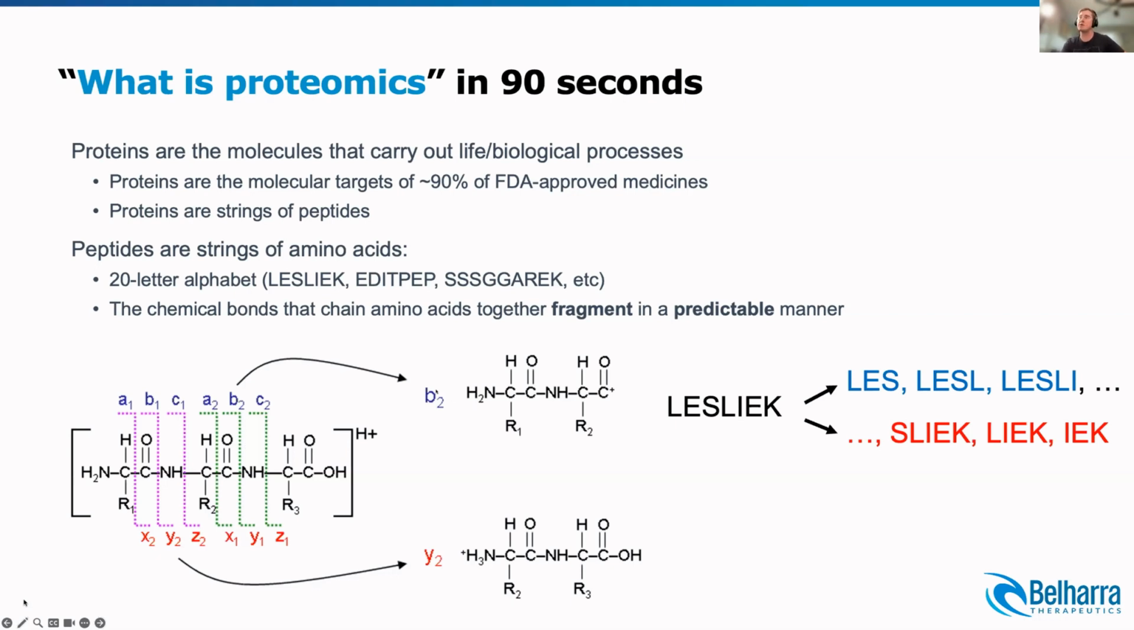And proteomics typically focuses on these B and Y series ions. And you can think of these as basically prefixes or suffixes. So for instance, if we had this peptide LESLIEK, we would have this series of prefix B ions, LES, LESL, LESLI, etc., and the set of Y or suffix ions shown here.